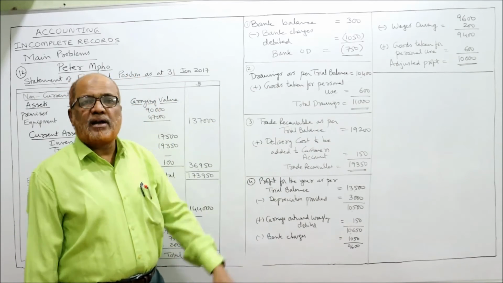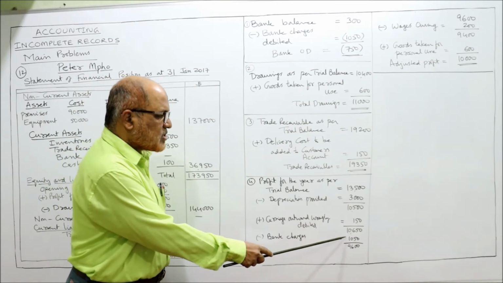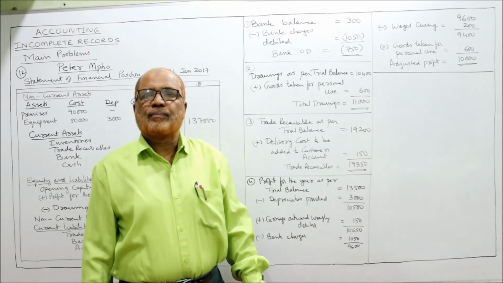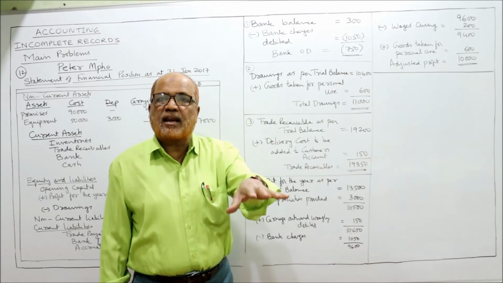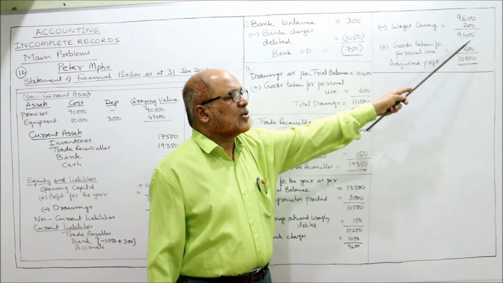Then bank charges. Bank charges is an expenditure. So all expenditure should be deducted. So 1,050 bank charges deducted, 9,600. From 9,600 deduct wages owing. Wages outstanding is the current year's wages. So outstanding wages 200 deducted, 9,400.